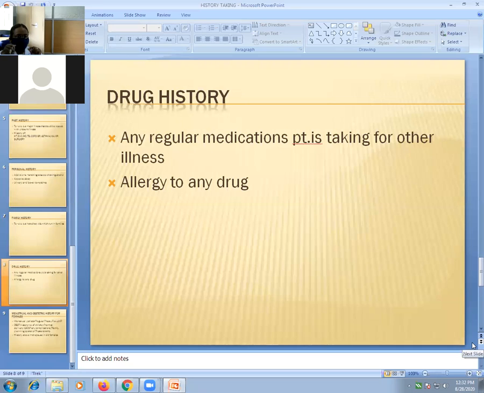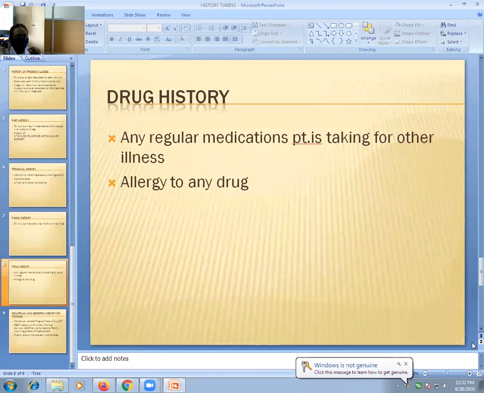Then drug history. About drug history, whether patient is taking any regular medication for some diseases, for some major illness. Any regular medication patient is taking for other illness like antihypertensive drug, anti-diabetic drug, drug for ischemic heart disease, etc. So you have to not just ask but also see the drugs and mention which drugs patient is taking. Drug for asthma, drug for COPD, drug for hypertension, drugs for diabetes, drugs for ischemic heart disease, anything.